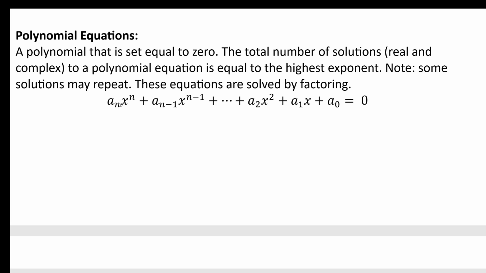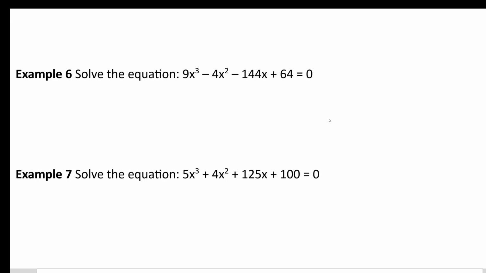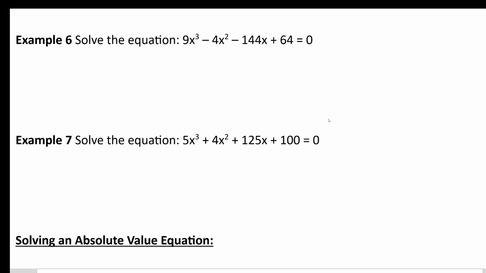These equations are solved by factoring a sub n x to the n plus a sub n minus 1 x to the n minus 1 plus dot dot dot. So you're going to factor it and set each factor equal to 0 and solve. Or you might use a quadratic formula. For example, if you can get it down to a quadratic, you can use a quadratic formula. So we have a couple of examples we'll look at here.